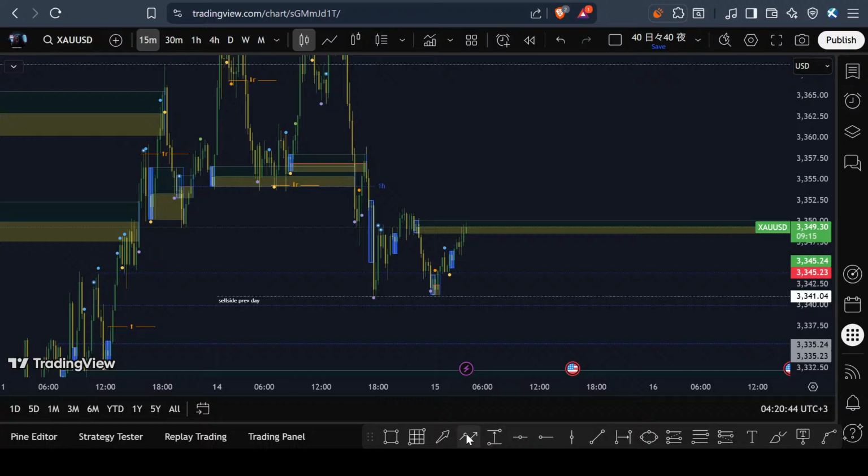At this point, what I'm essentially waiting for is a break. This, not that. What I'm essentially waiting for is the break of this supply, of this order block and this order block, and then a bit of a pullback to have that continuation there. That is what I'm essentially waiting for.